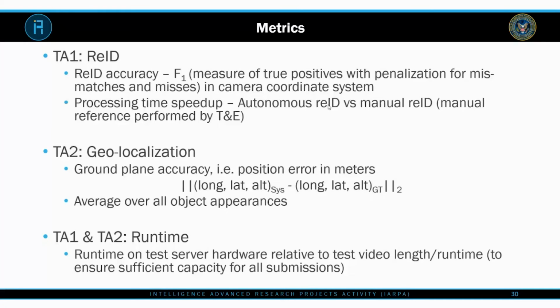The re-ID accuracy will be measured by the F1 metric, which is a measure of the true positives with penalization for mismatches and misses in the camera coordinate system. We'll be measuring processing time speed up, that is autonomous re-ID versus manual re-ID. For geolocalization, we'll be looking at ground plane accuracy, which would be the position error in meters.